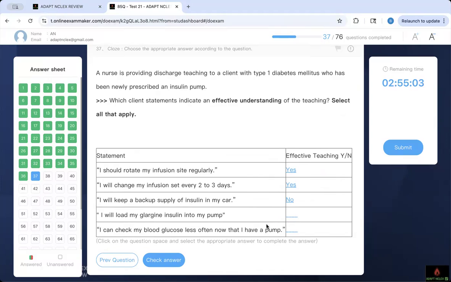Insulin pump, the only thing that goes into an insulin pump is fast acting and short acting insulin, not long acting, because it's used for what? Before you eat. It regulates your diet when you're eating. Therefore, long acting, we don't put in it. Ineffective. Despite the pump, you still have to check your glucose. These are the things the patient does not know. Ineffective. So those are the things, pay attention to that.